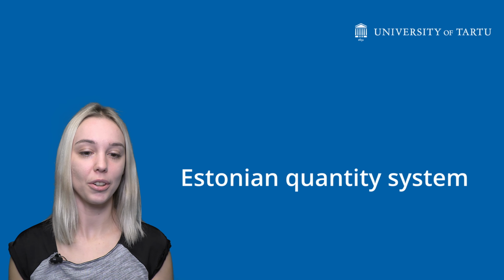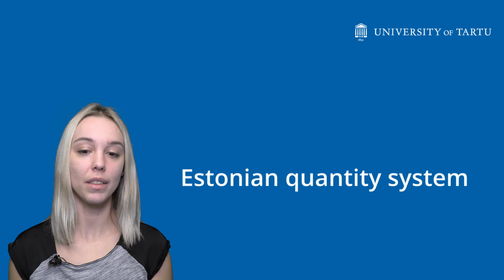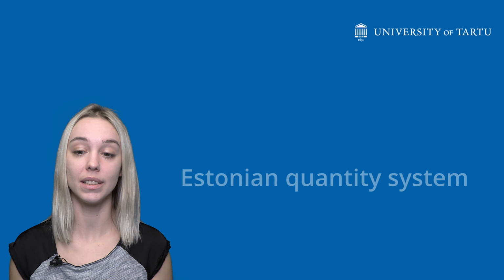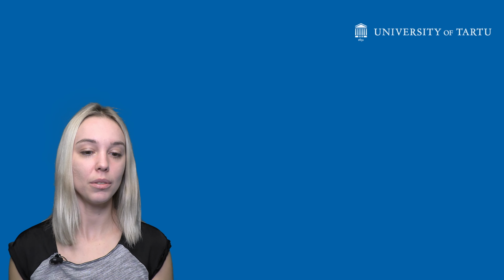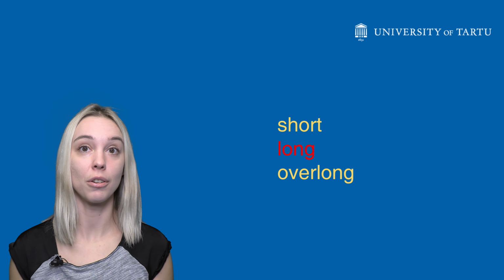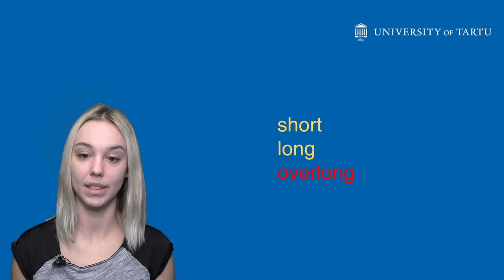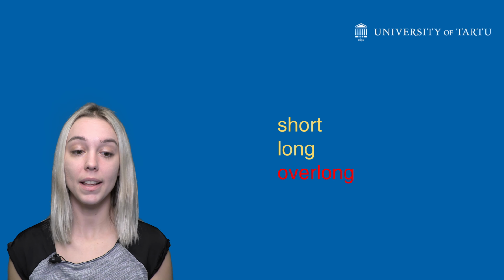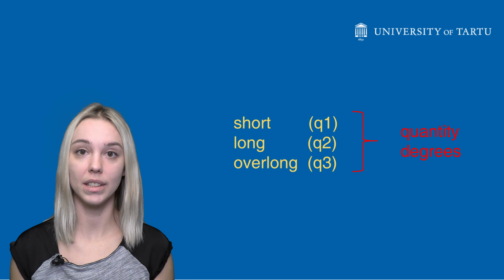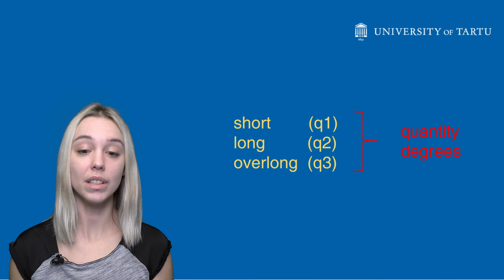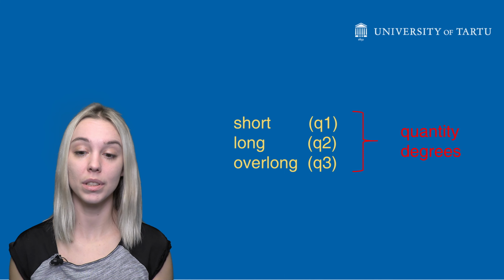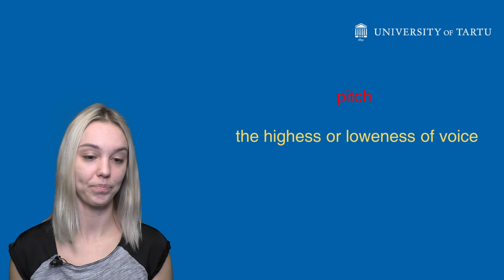In Estonian, the correct pronunciation of the length of vowels and consonants is important. Estonian has short, long, and overlong vowels and consonants. These three length categories are known as quantity degrees. The quantity degrees interact closely with pitch and stress.